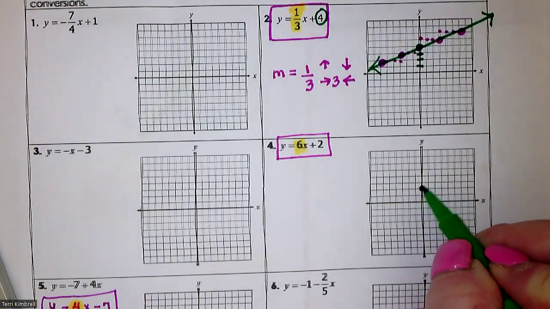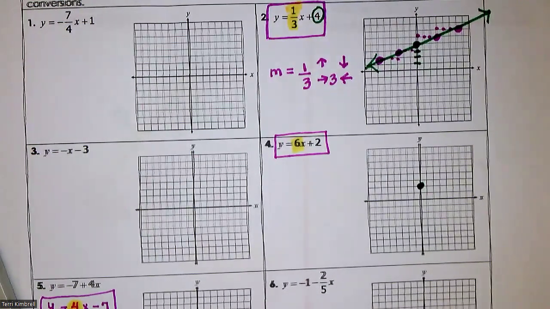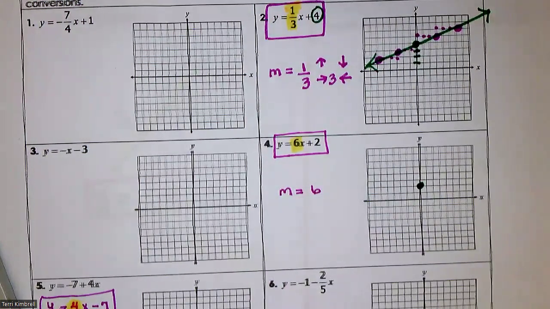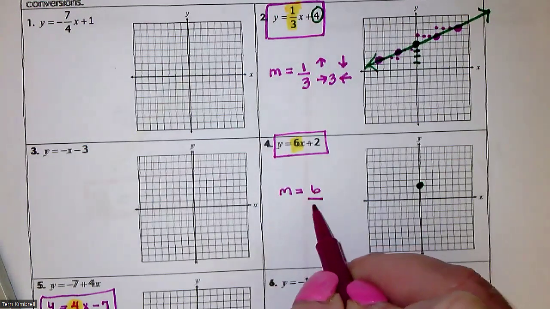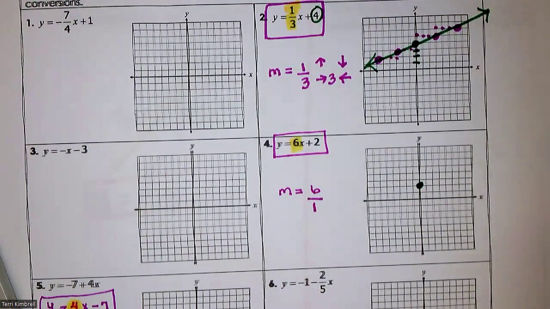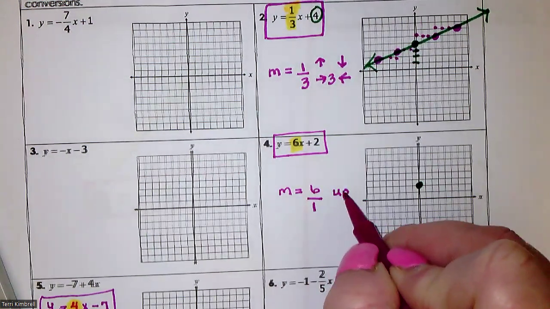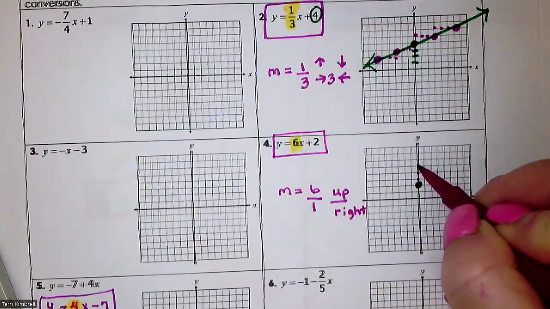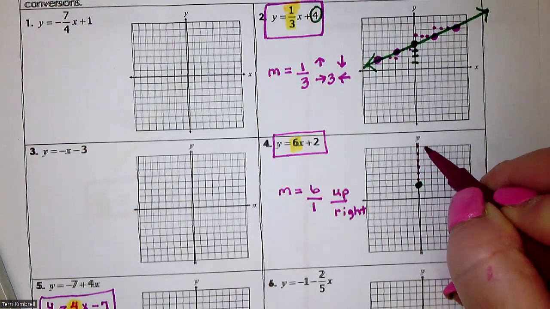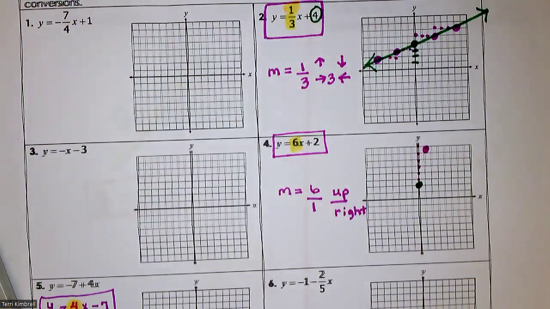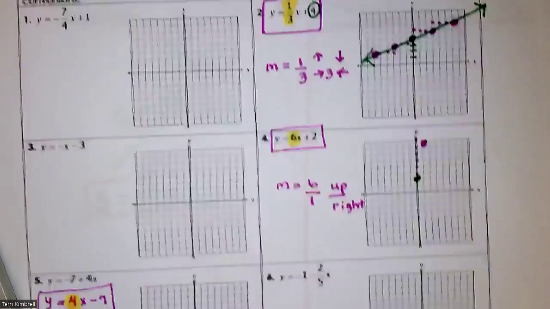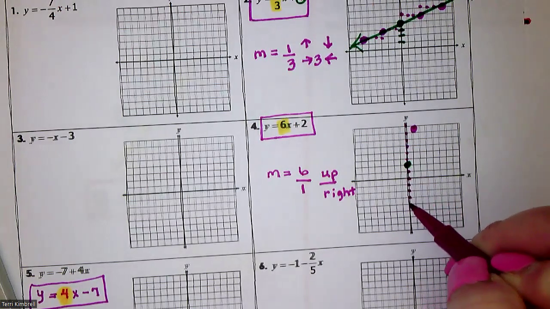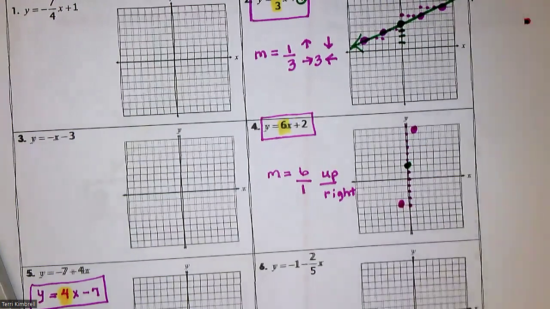Okay, make sure you put that on the y-axis. Now we're looking at the slope. We notice the number 6. We have to make that a fraction, so I'm going to put a 1 under it. I'm going to go up 6 and right 1. So I'm going to go up 1, 2, 3, 4, 5, 6 and right 1. This time we're going to be going off the paper if we continue that. So now we're going to go down 6, 1, 2, 3, 4, 5, 6, and left 1.